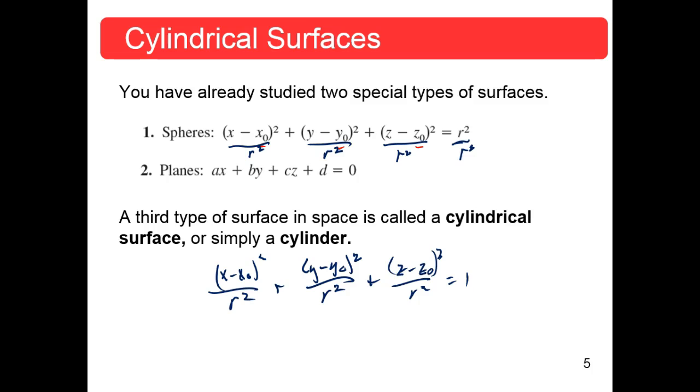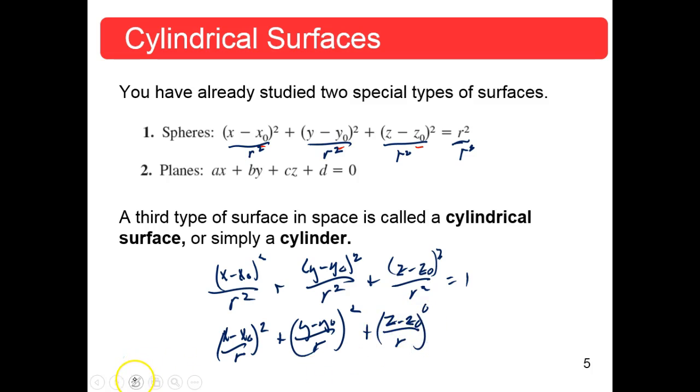Now, you could change that just ever so slightly more to be x minus x0 over r, squared, plus y minus y0 over r, squared, plus z minus z0 over r, squared.